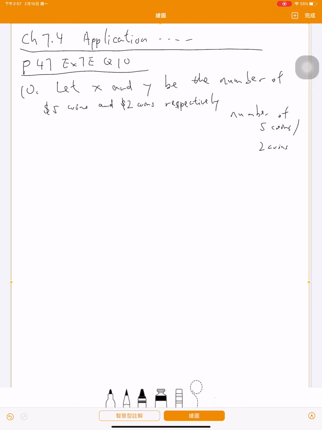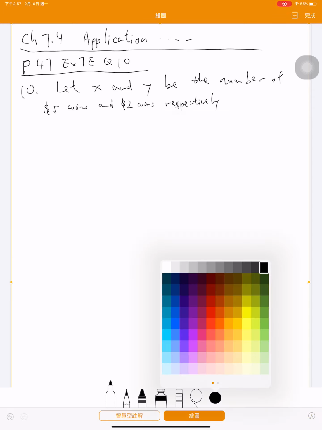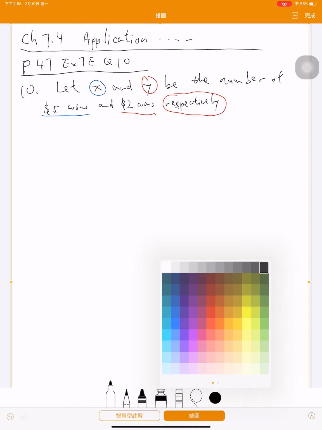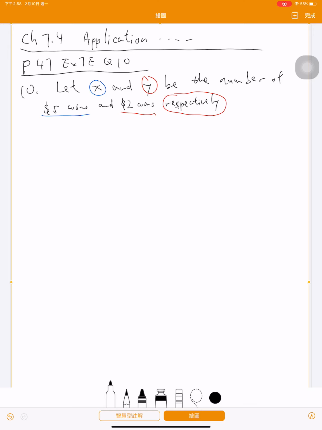Okay, so if you write it this way, that means x is the number of $5 coins and y is the number of $2 coins. You may write this in one sentence by using the term "respectively". Okay, so then we can write down the equations.